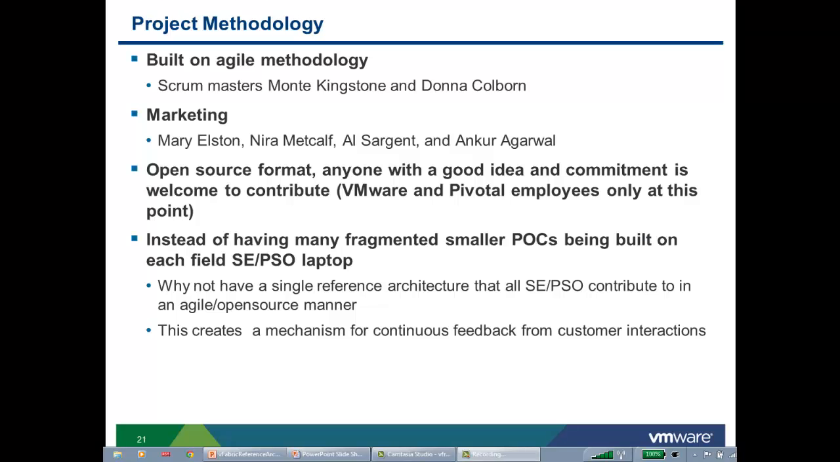For the vFabric reference architecture, our Scrum Masters are Monty Kingstone and Donna Colburn. Marketing: Mary Elston, Neera Metcalf, Al Sargent, and Ankar Agarwal.